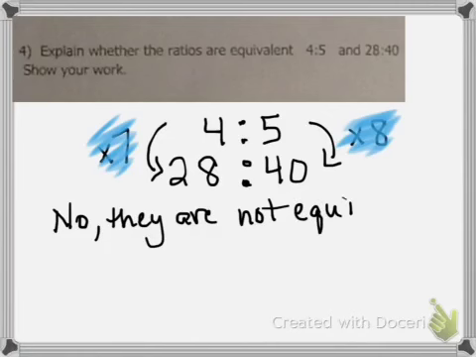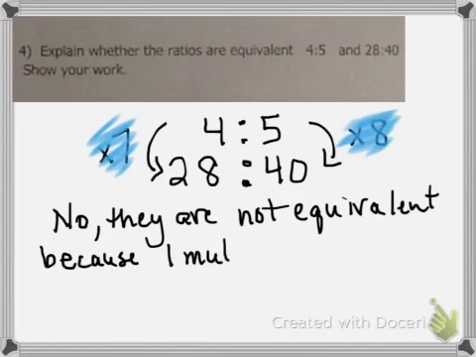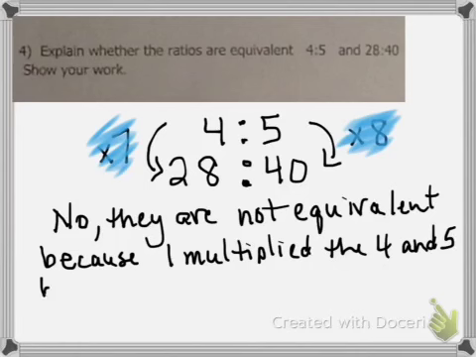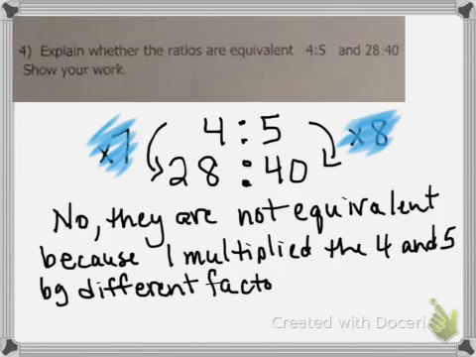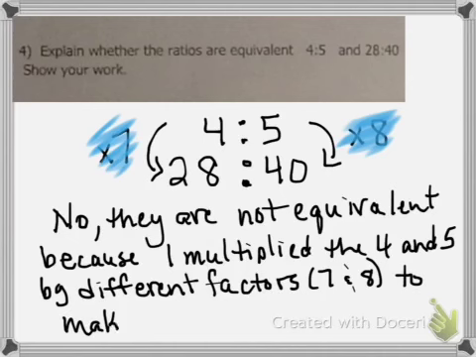No, they are not equivalent because I multiplied the 4 and 5 by different factors. And we are going to put the 7 and the 8 in parentheses to make 28 to 40.